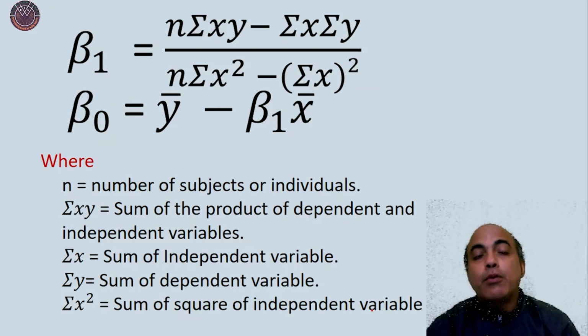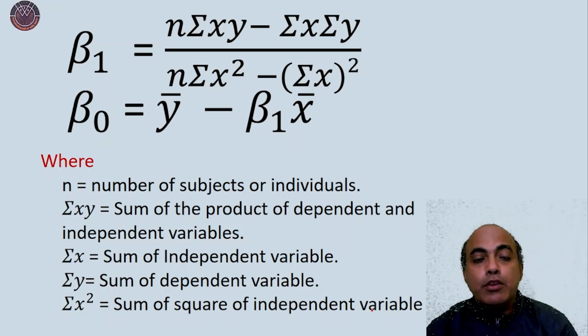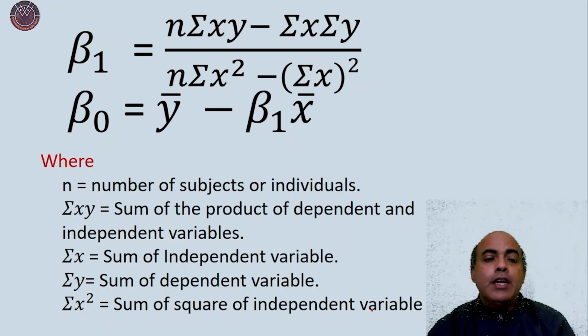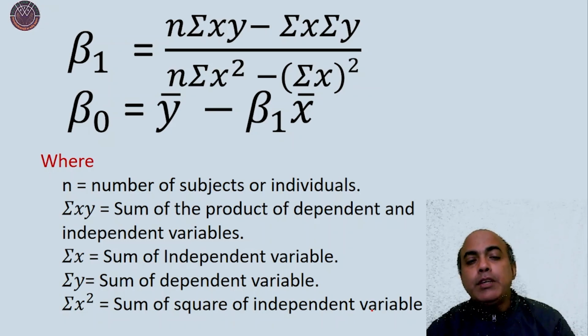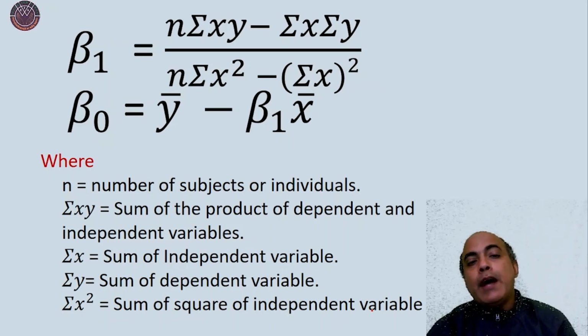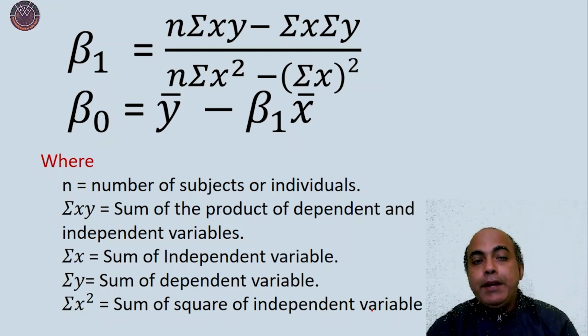N is the number of subjects or individuals. Summation of xy is the sum of the product of the independent and dependent variables, because x is the independent variable and y is the dependent variable. Summation of x is the sum of the independent variable, summation of y is the sum of the dependent variable, and summation of x square is the sum of squares of the independent variable. And y mean is the mean of y, as we already know.